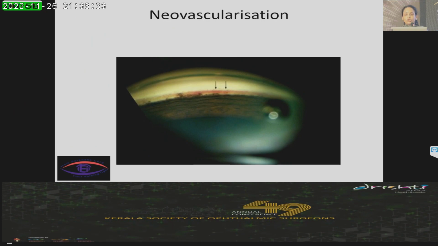In neovascular glaucoma, you get fine arborizing vessels over the trabecular meshwork. These vessels are branching and fine. As opposed to this, the normal angle vessels, they have got a greater caliber. They are usually single in number.